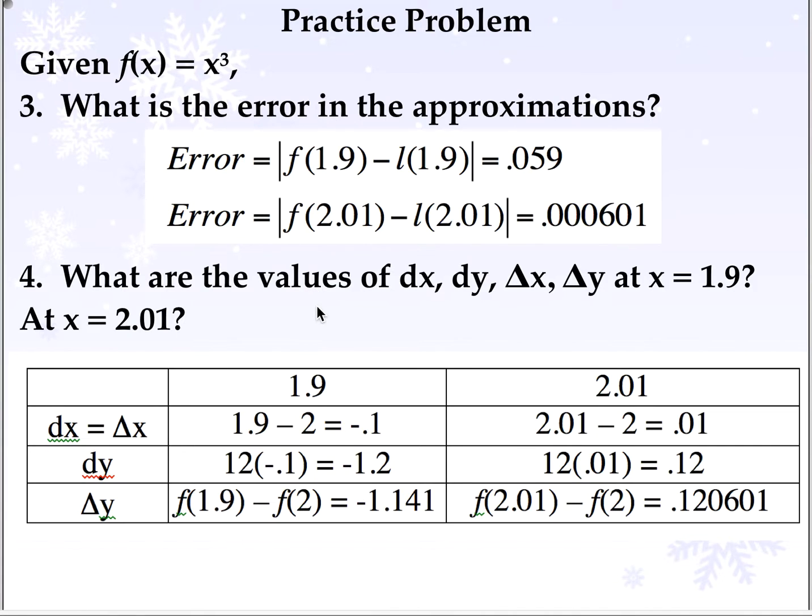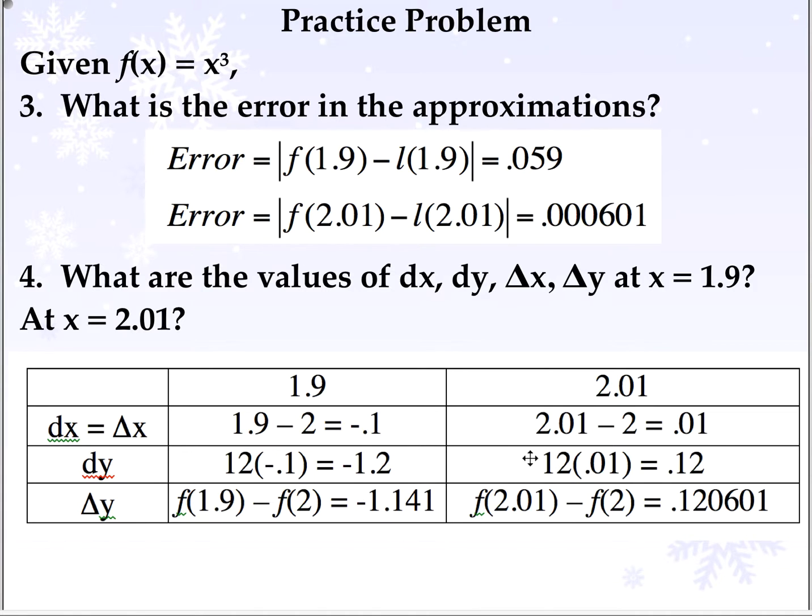And then lastly, I made a table for this one. It said, what are the values of dx, delta x, dy, and delta y at x equals 1.9 and 2.01? Remember, dx and delta x are the same. It's just your x minus c. So 1.9 minus 2, negative 0.1, and 2.01 minus 2 to get 0.01. dy, remember, is your slope times your dx. So 12 times negative 0.1, you get negative 1.2.